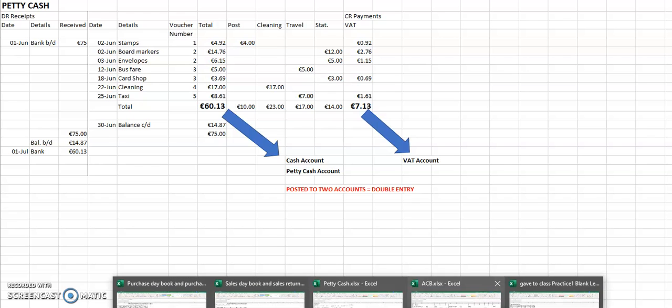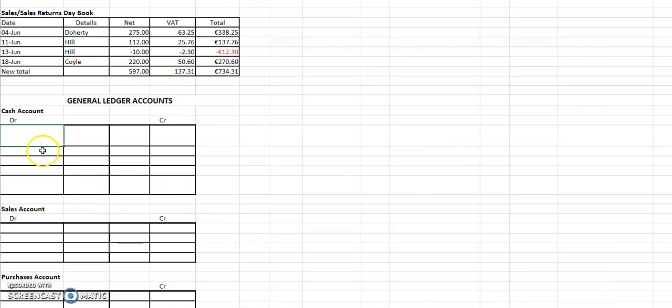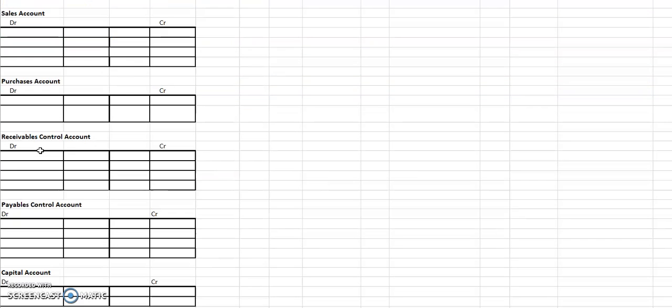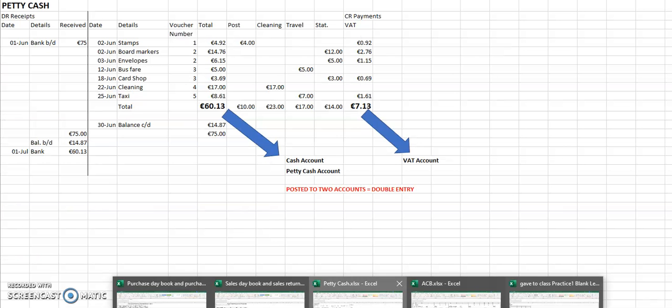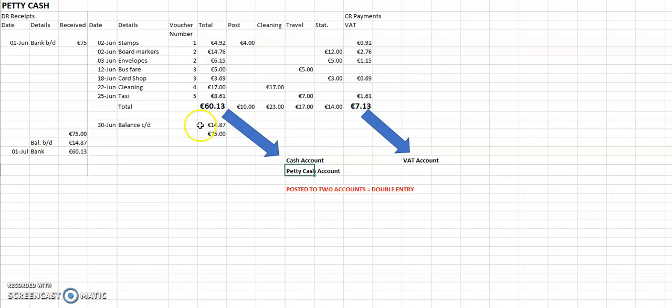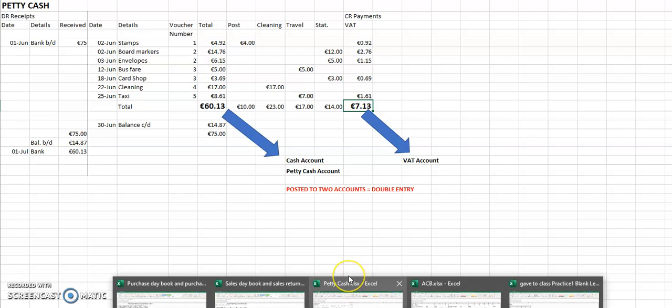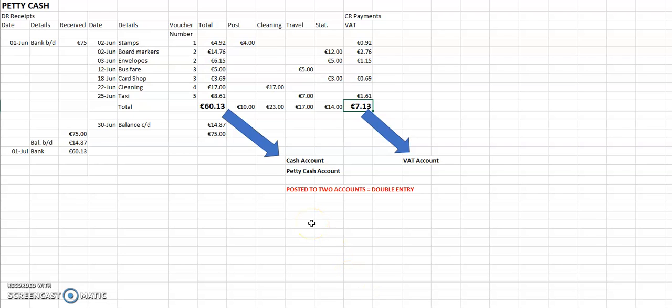Let's go back to the general ledger again. So we have the cash account, so it'll go in there, and also down here we have a petty cash account somewhere, there. So back here. So that figure goes into those two accounts, in other words, and we'll put this figure into the VAT account. Okay, so that explains the double entry system. So you'll be posting those three figures or two figures into different accounts in the general ledger. So next I have to explain whether you put them on the debit side or the credit side.